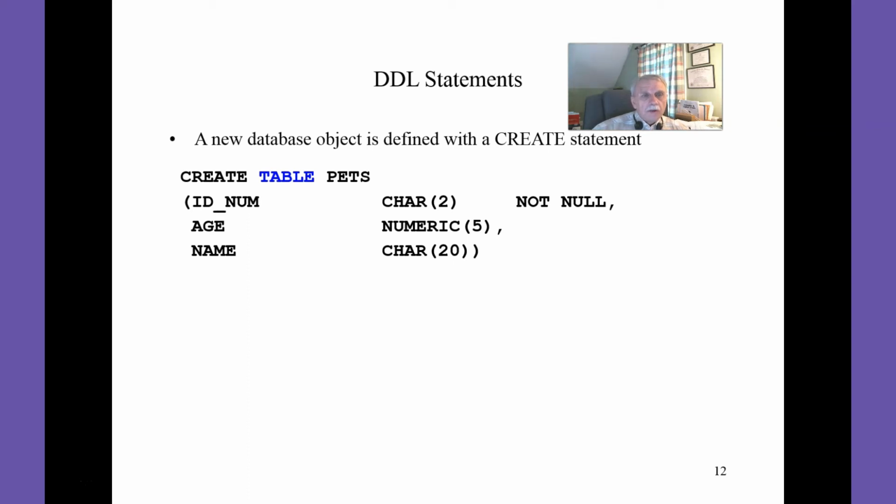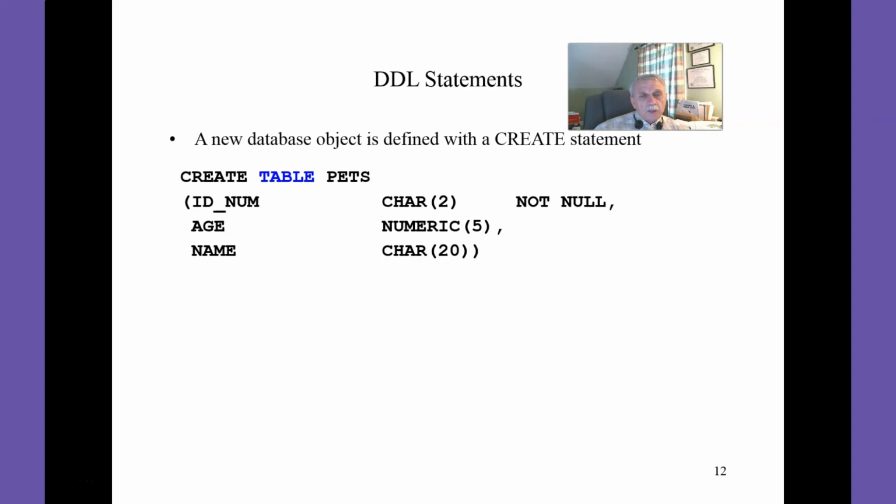So here's an example to create a table called pets. There are 3 columns, so the left to right column order by default will be ID num, followed by age, and then followed by name. The data types are also indicated here. ID num will be a short character string consisting of only 2 characters. Age will be a numeric value that allows up to 5 digits. It'll be an integer. And finally, name will be a character string of 20 characters.